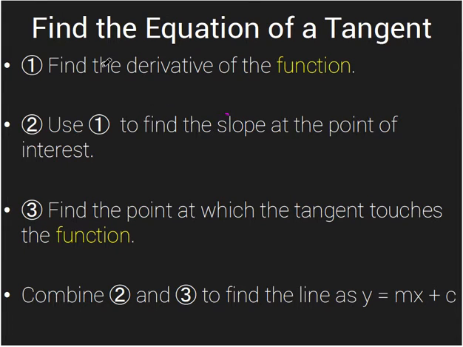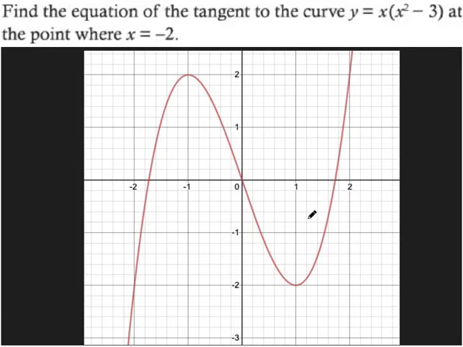Because here are our steps. We're going to find the slope function. We're going to use the slope function to find the slope at a point, the actual value of the slope at a certain point. We need to find the point where the tangent line cuts the curve, and then we'll use these two to find the actual equation of the line. Let's look at an example and actually think about what these steps mean when applied to this picture.